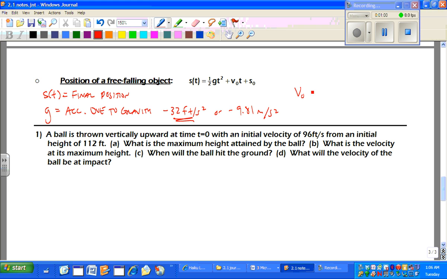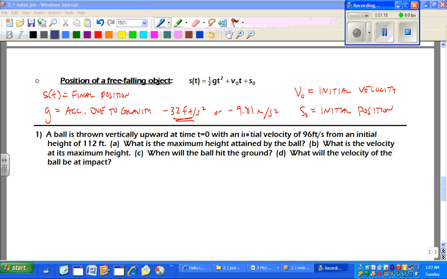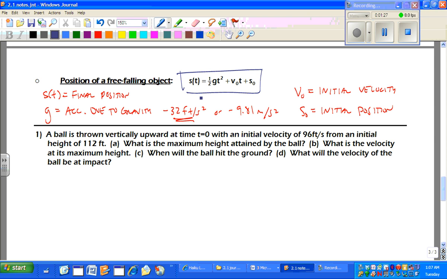V sub 0, that's our initial velocity. Right, that's why we have the 0, that's the velocity when time is 0. And S sub 0 is the initial position. Alright, so we're going to need this formula for the following problem and for some future problems. So this is one that you're going to want to know for later on quizzes and tests.